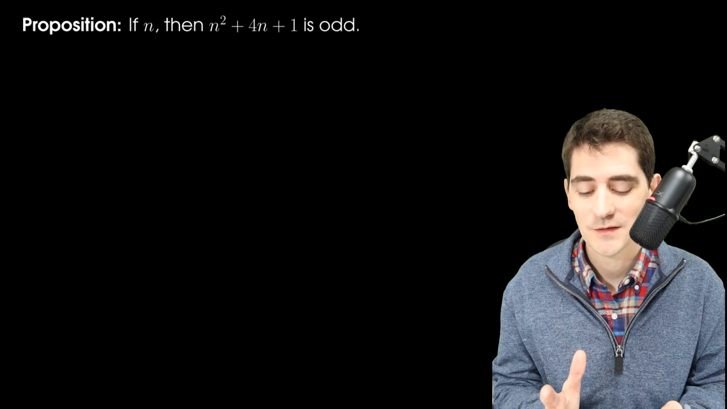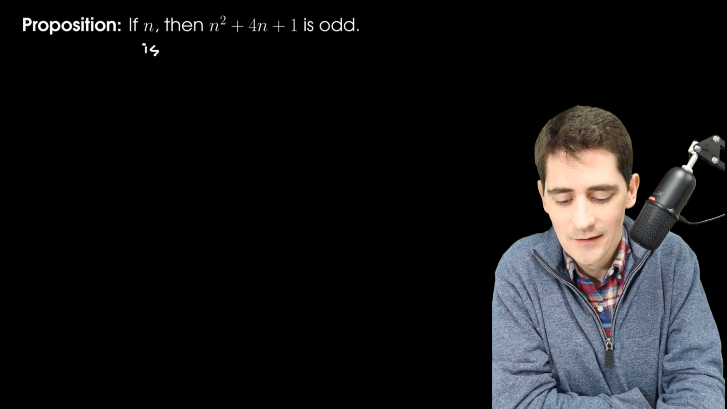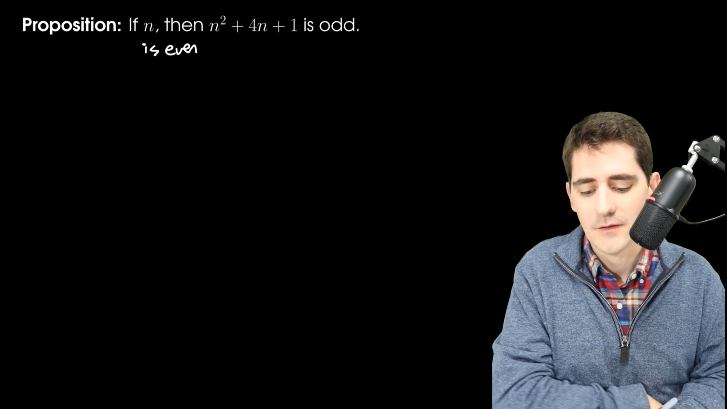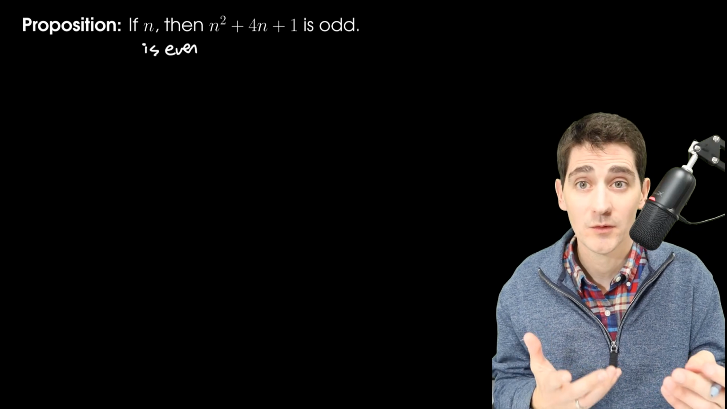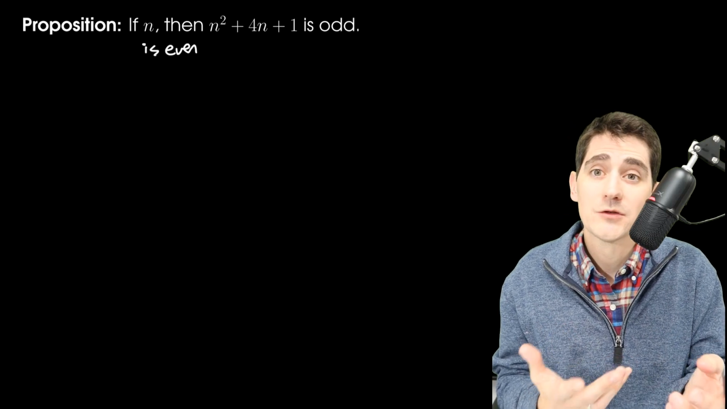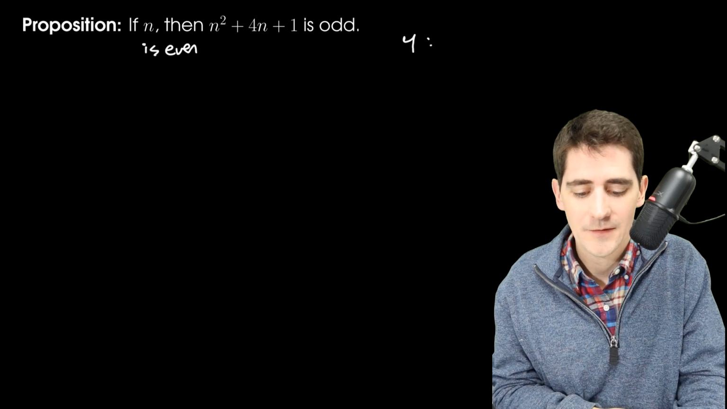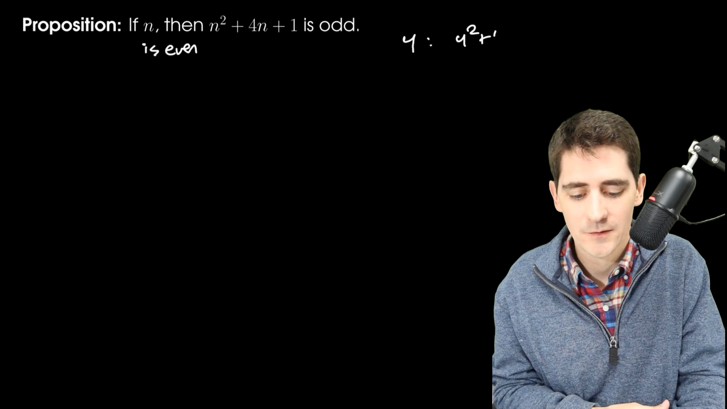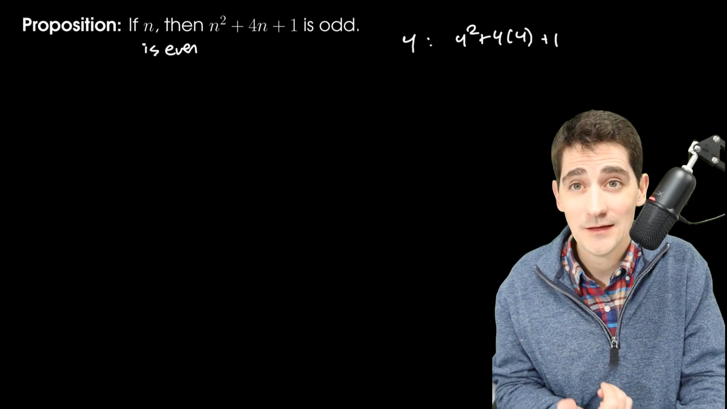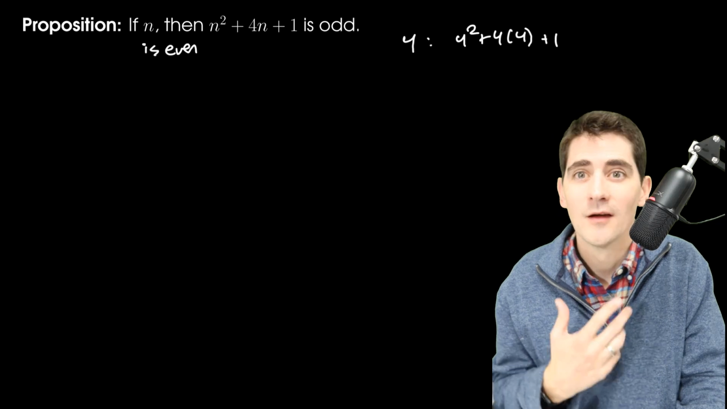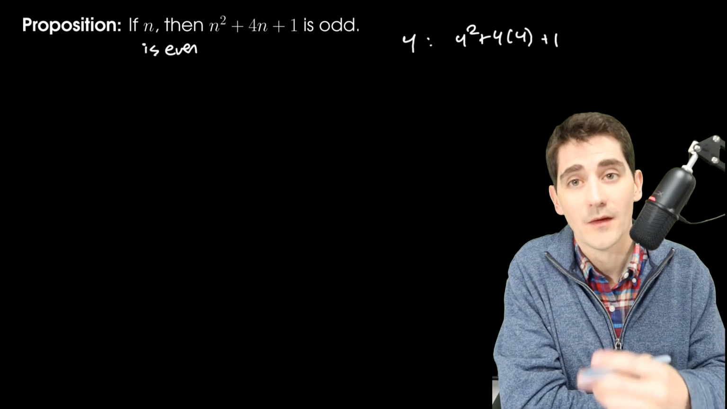Alright, so this proposition says, if n, and that's a mistake, it should say if n is even, then n squared plus 4n plus 1 is odd. Now, actually, do I believe that to be true? So let's try it. Let's take an even integer, maybe 4. Then if I take 4 squared plus 4 times 4 plus 1, I get 16 plus 16. I know that's going to be even, plus 1 odd. Okay, so I believe this is a true statement. We need to prove it.